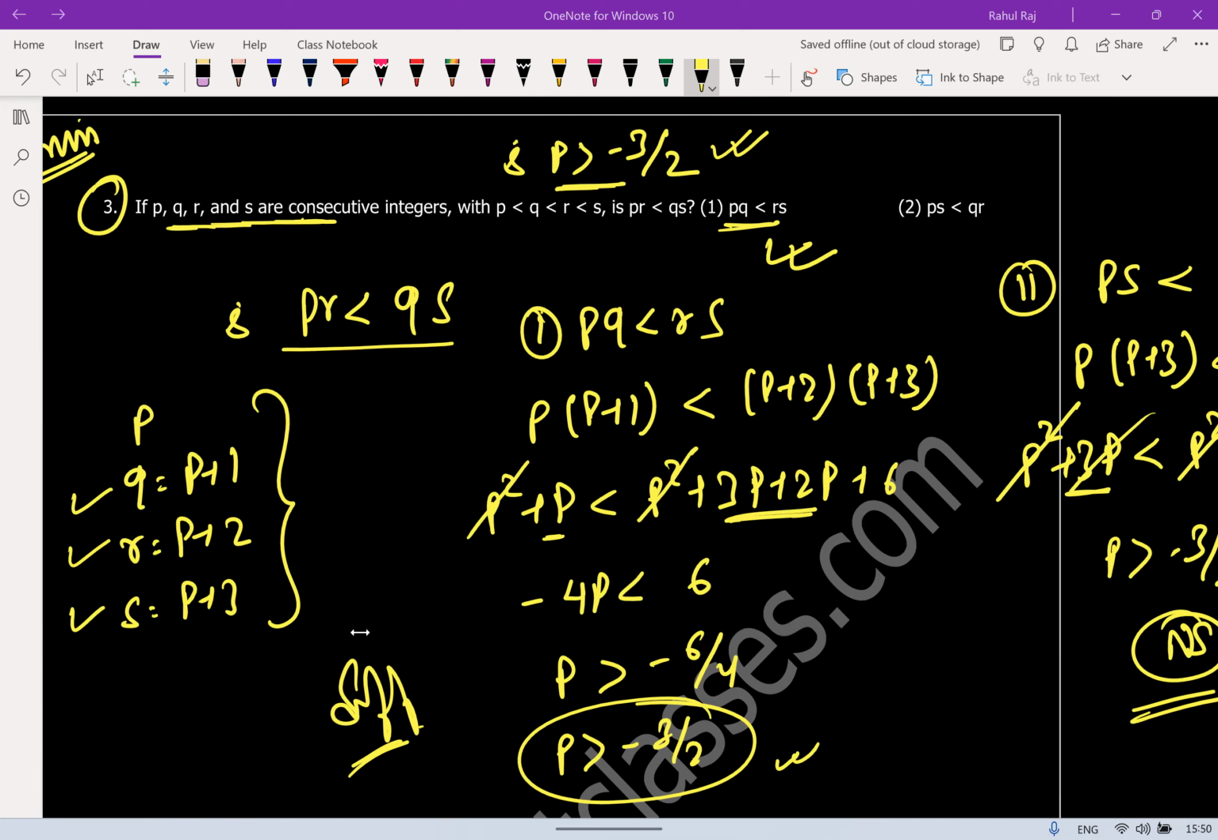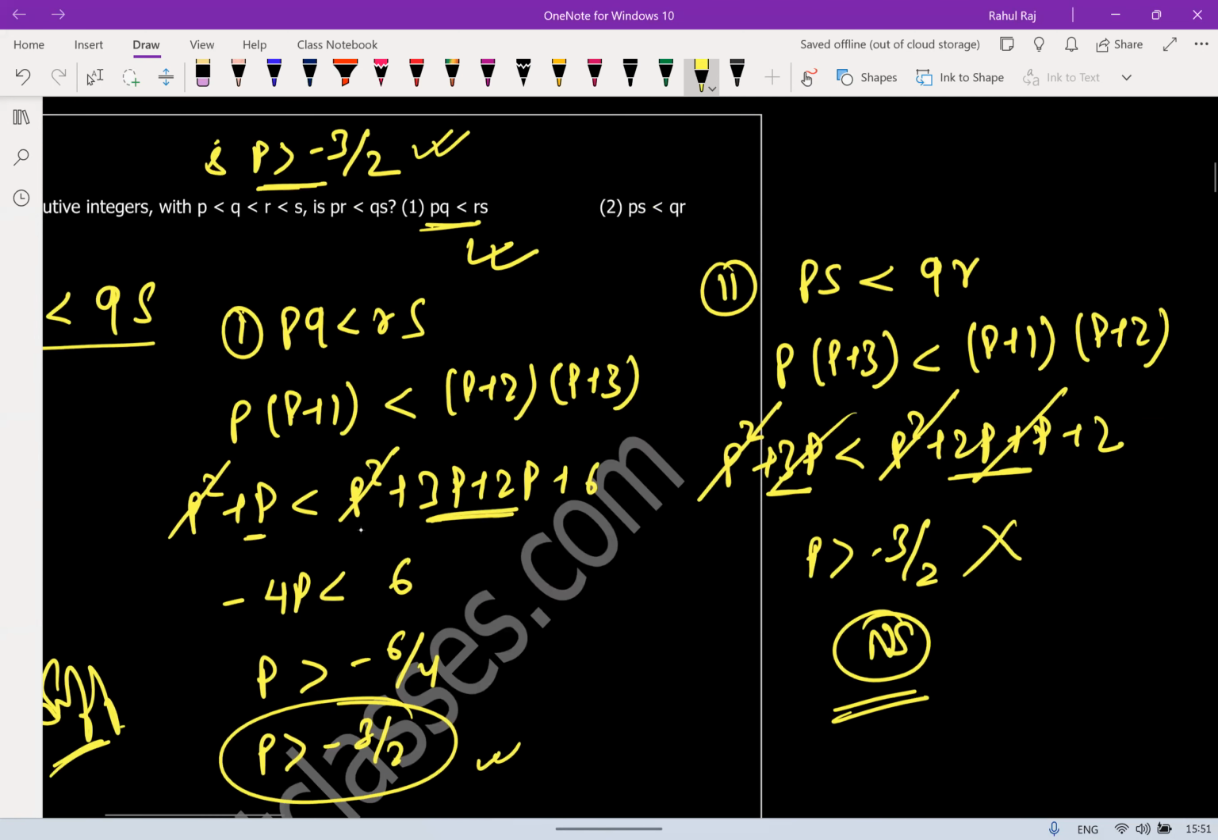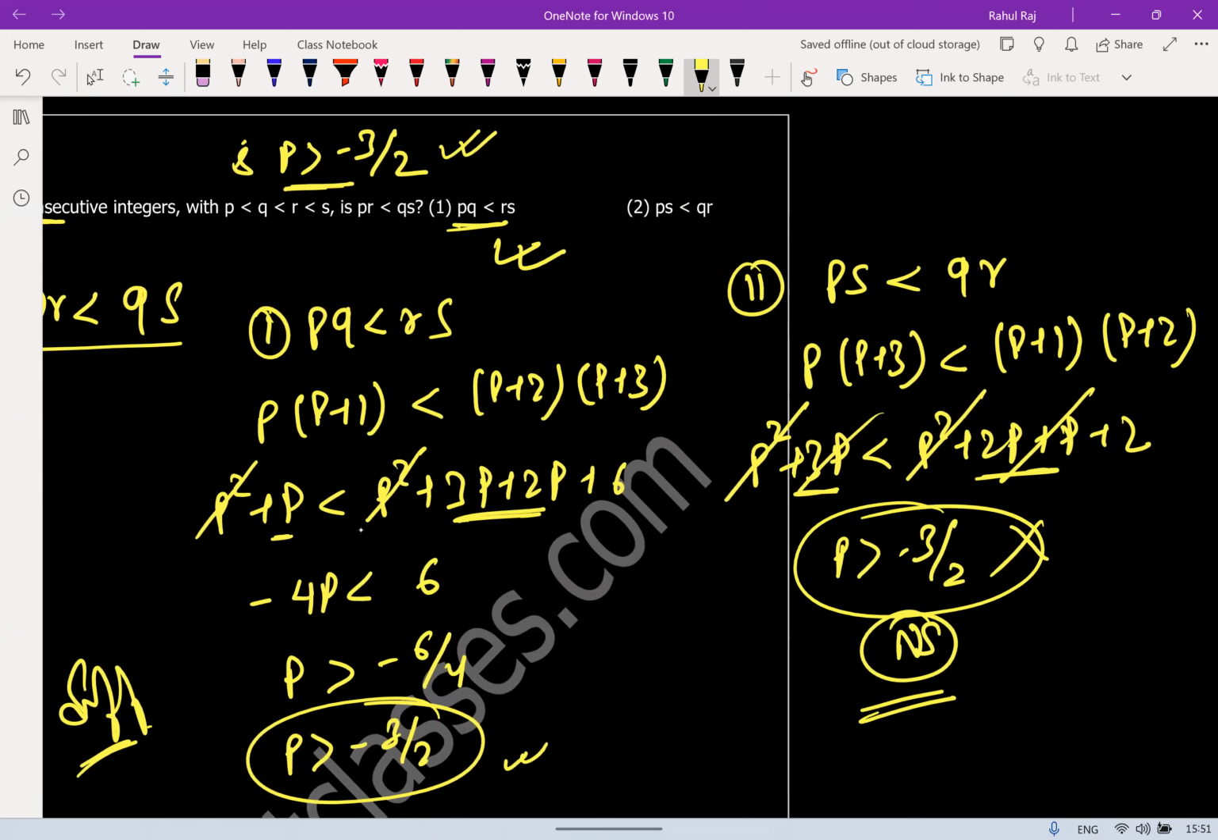Sarthak, how have you done it? Yeah, I have done it exactly the same way. In the second one, it is coming 2 is greater than 0. So we are not getting what we wanted to get, that P is greater than negative 3 by 2. So we will not consider this at all.